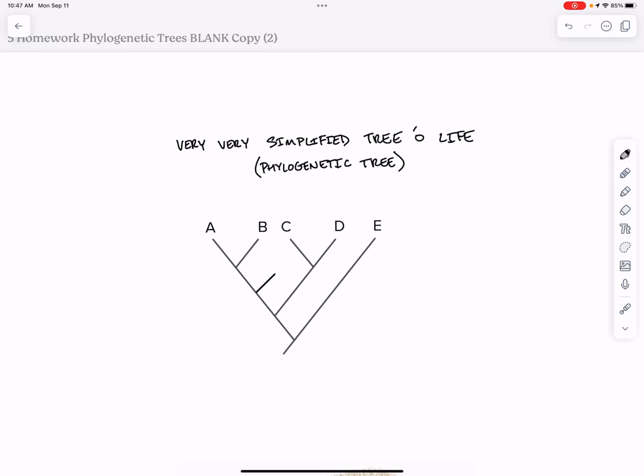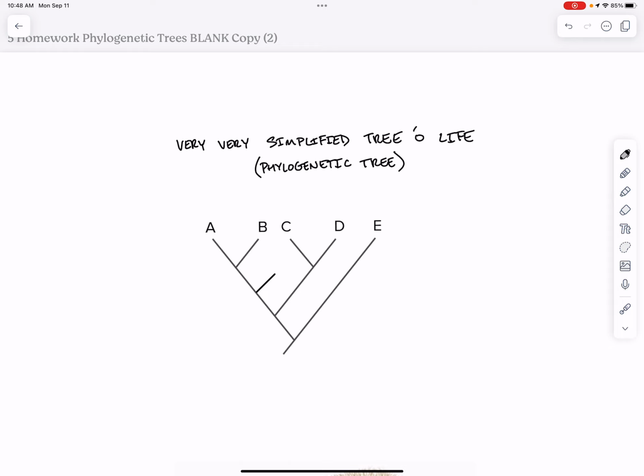Hey team, so yesterday or a few days ago in class we made a list of the characteristics of living things, and we found that all life has some common characteristics. They're made of cells, they're able to metabolize energy, they maintain homeostasis, they reproduce, they grow, etc. I think we came up with a list of 7 or 8 things that all living things have in common.